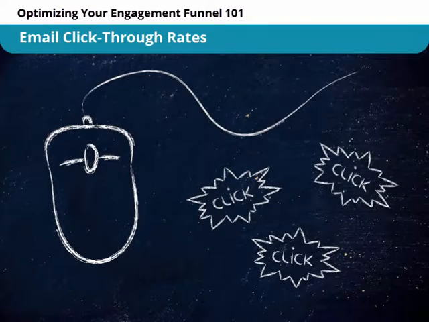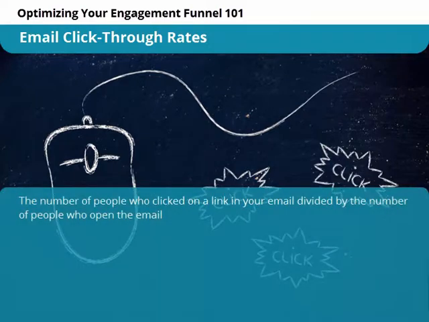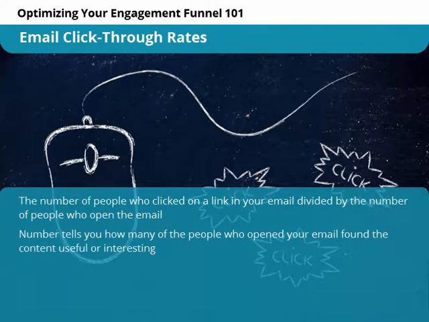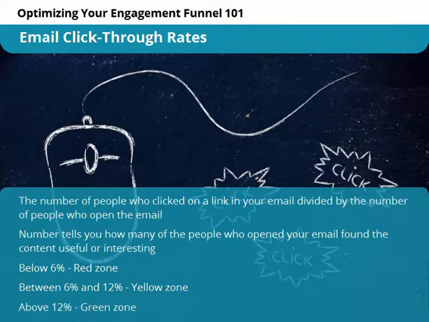The next step in optimizing email performance is to address the click-through rates for your emails. The click-through rate is the percentage of people who opened the email and clicked at least one link in the email. This number is important because it tells you how many of the people who opened your email found the content useful or interesting. Click-through rates are in the red zone when they are below 6%. They are in the yellow zone between 6 and 12%, and they're in the green zone above 12%.